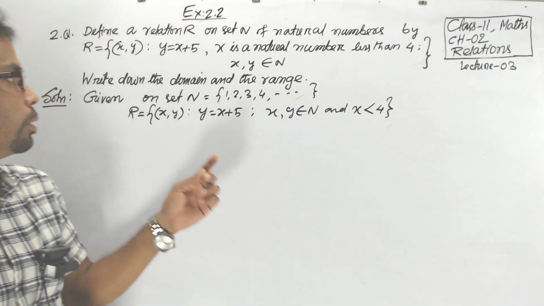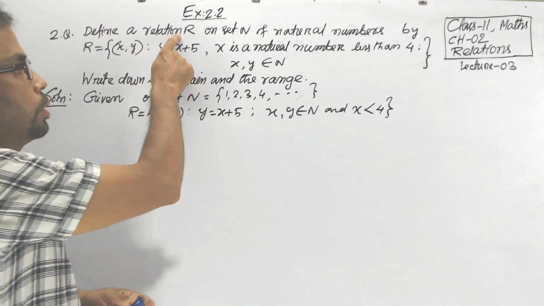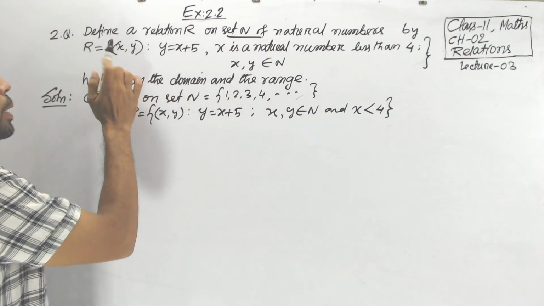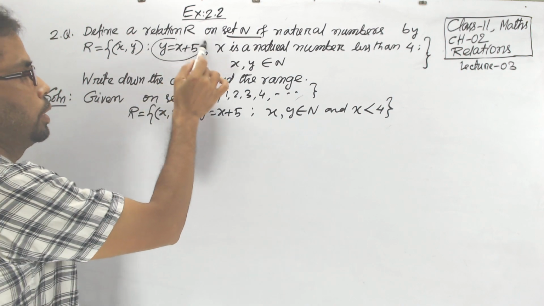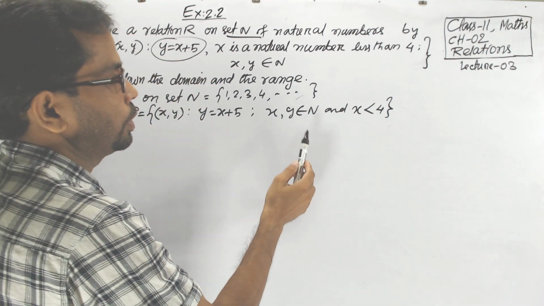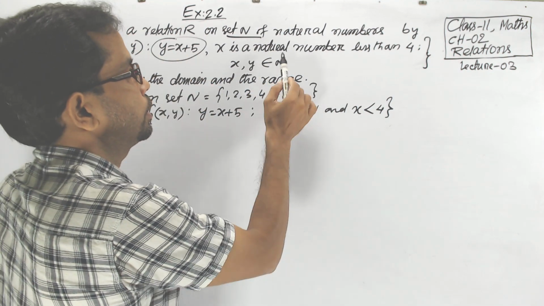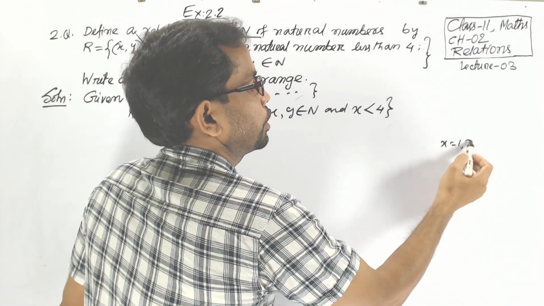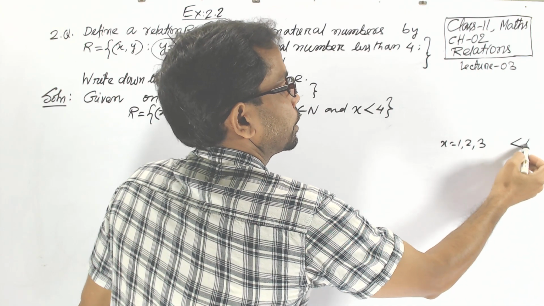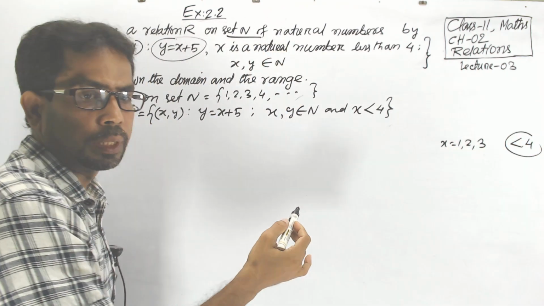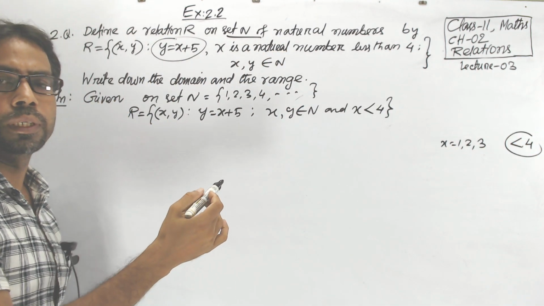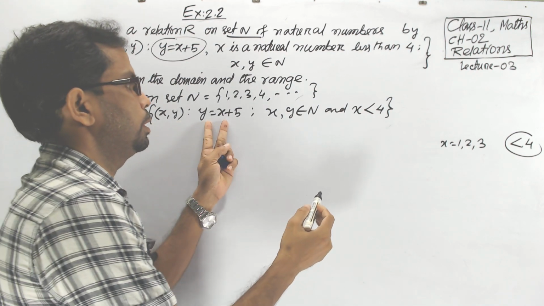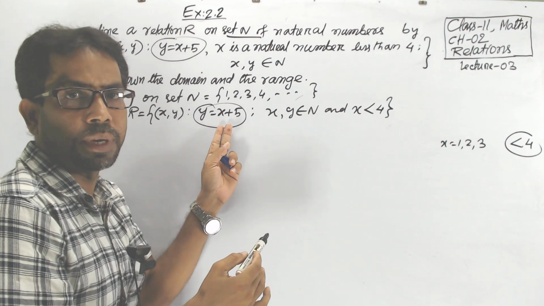Second question is, a relation is defined on set N of natural numbers in which the pairs are made by x and y connected by this equation, and the condition is natural number x should be less than 4. So x natural number less than 4, that means we can take 1, 2, 3, only 1, 2 and 3. Then the corresponding values of y is given by the equation y equal to x plus 5.